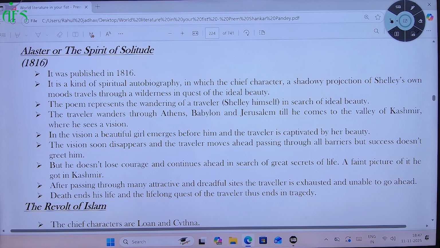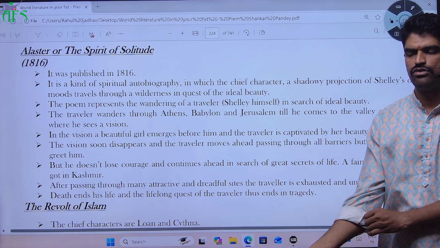Still, he comes to the valley of Kashmir, where he sees a vision. In the vision, a beautiful girl emerges before him, and the traveler is captivated by her beauty. The vision soon disappears, and the traveler moves ahead, passing through all barriers, but success doesn't greet him. He doesn't lose courage, and continues ahead in search of the great secrets of life. After passing through many attractive and dreadful sights, he is exhausted and unable to go ahead. Death ends his life, and the lifelong quest of the traveler thus ends in tragedy. This is Alastor, or the Spirit of Solitude.